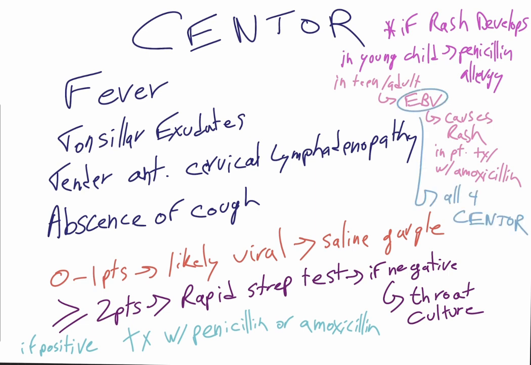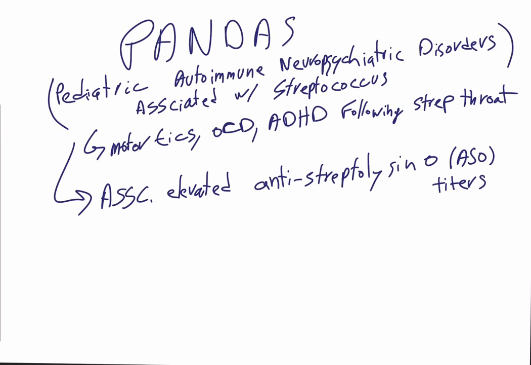EBV can present with all 4 central criteria, and this mimics bacterial pharyngitis. Next up, we're going to get into PANDAS, and I'm not talking about the bear. This is pediatric autoimmune neuropsychiatric disorders associated with streptococcus. This presents as motor tics, OCD, or ADHD following strep throat, and it's associated with elevated anti-streptolysin O titers.